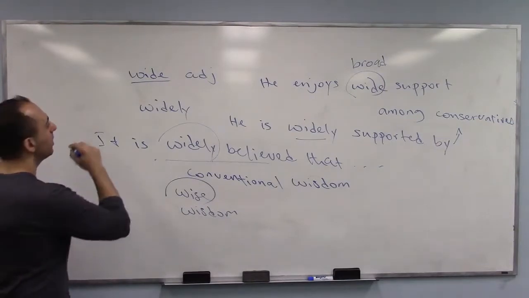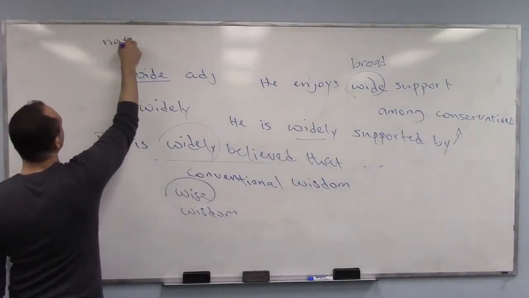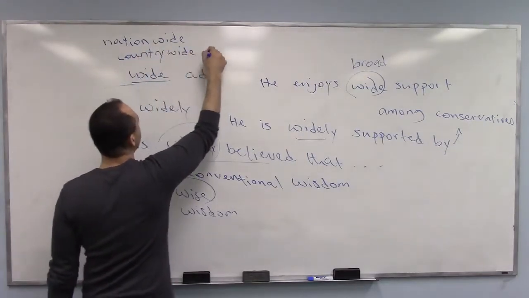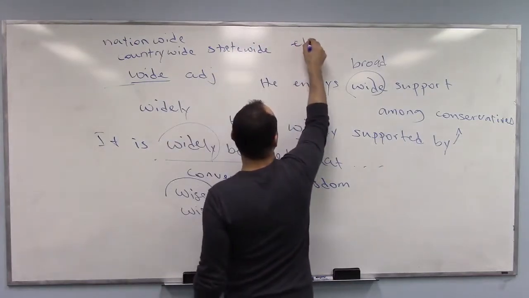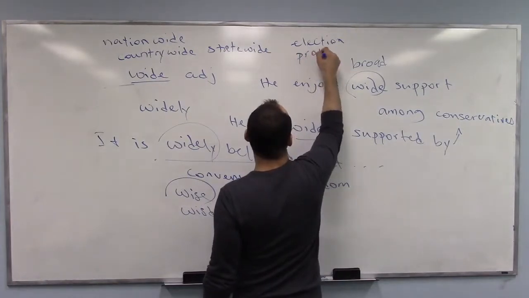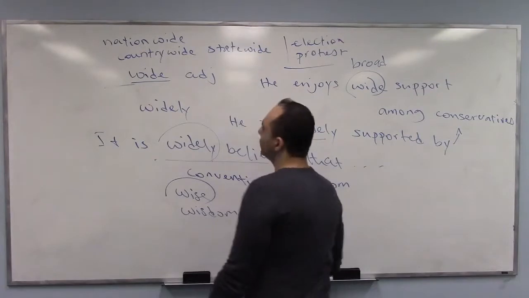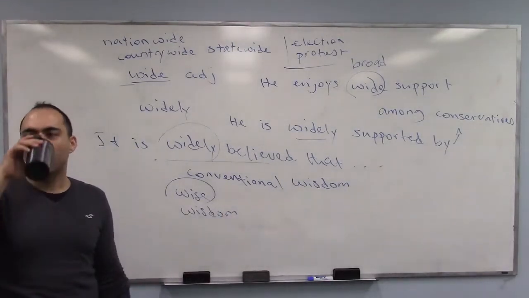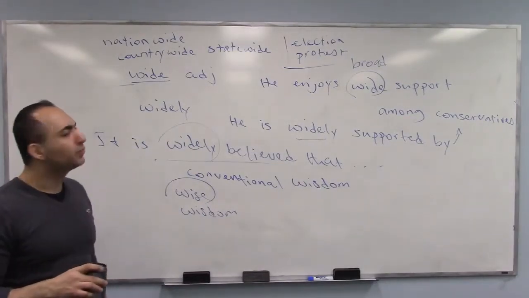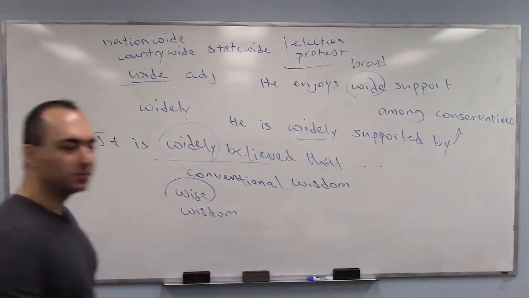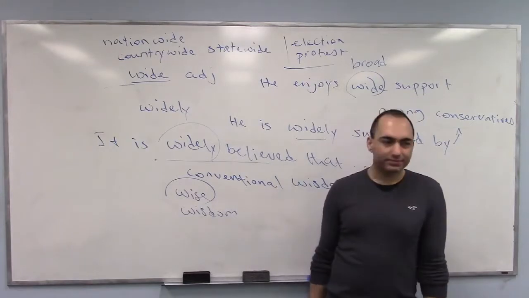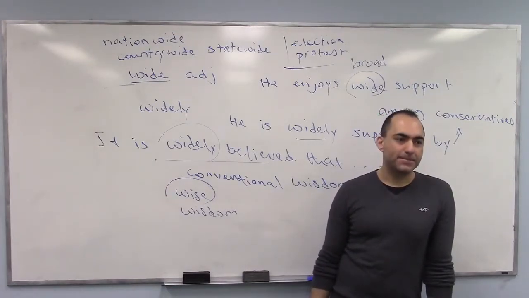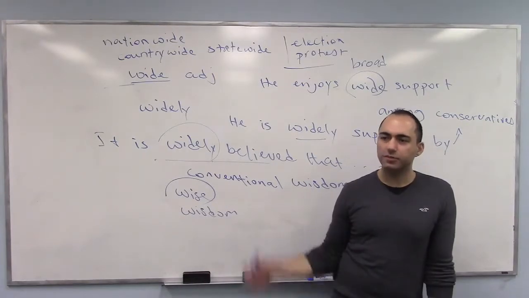For wide, we also have nationwide, countrywide, statewide elections, protests. Nationwide elections are elections that are held in the entire nation. Protests, if they're nationwide, would be across the nation. Countrywide, across the country. Does that make sense?